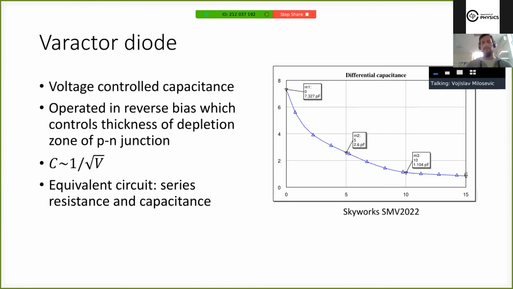Also, in addition to this capacitance, the equivalent circuit of the Varactor diode has a series resistance, and this is the main limit in the high frequency operation of Varactor diodes. And here on the right is a typical capacitance-voltage curve of a Varactor diode, which we thought was suitable for this experiment.